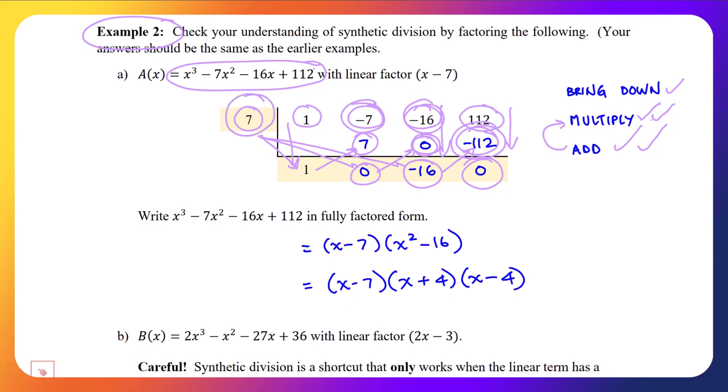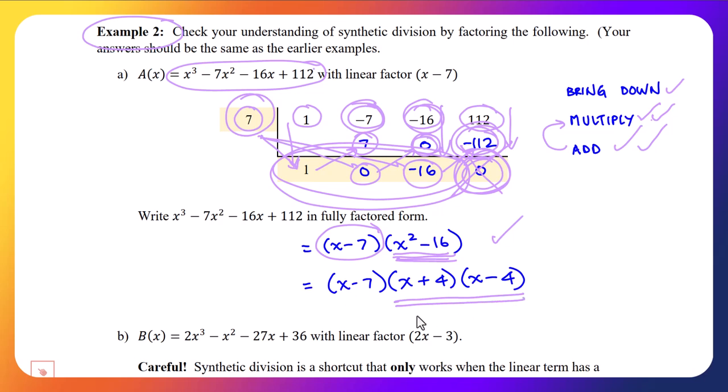So then our 7 here goes back to being x minus 7. Notice here we have x squared. We have a 0 for the x term, and the minus 16 brings up the rear, and 0 is our remainder. We ignore that for this part of the question. And of course, x squared minus 16 factors into x plus 4 and x minus 4.